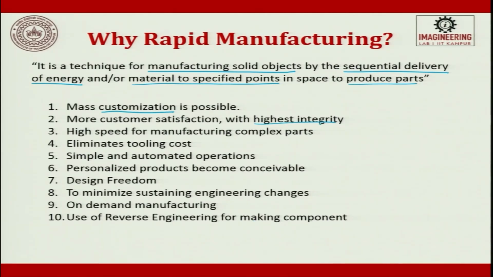High speed for manufacturing complex parts. See, today many parts in the aerospace industry and defense are made out of rapid manufacturing, even in automobile. So, the big advantage is they are able to make complex parts which were not even thought of earlier in conventional machining. In conventional machining they might make 6 parts, then spend a lot of time in assembling the 6 parts. When they do that, they get into error. So, all those things are thrown away in rapid manufacturing.